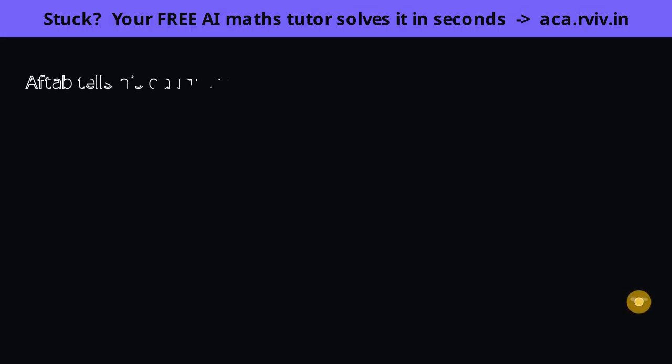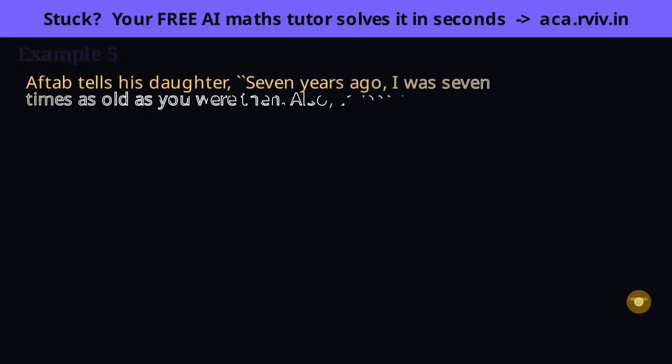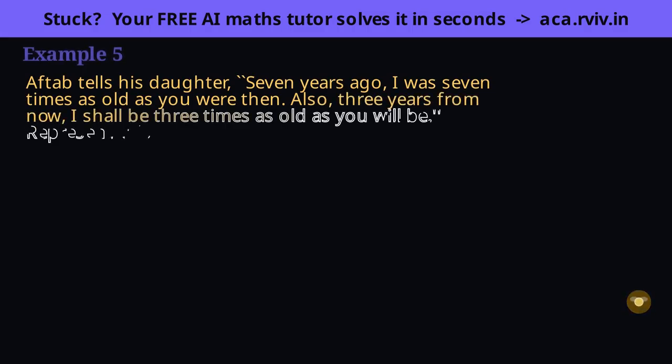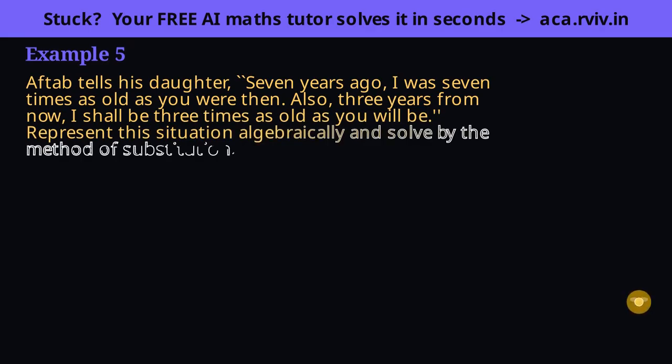Age puzzles feel tricky until you spot the trick. The ages we call S and T are today's ages, and every "years ago" or "years from now" just shifts both by the same amount. Let's build the two equations carefully. Name the present ages first. That's the anchor everything else is measured from.